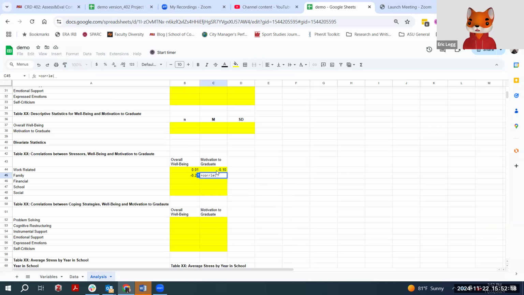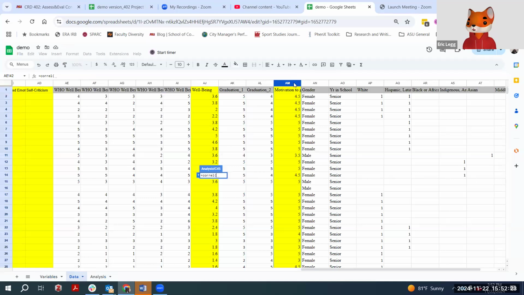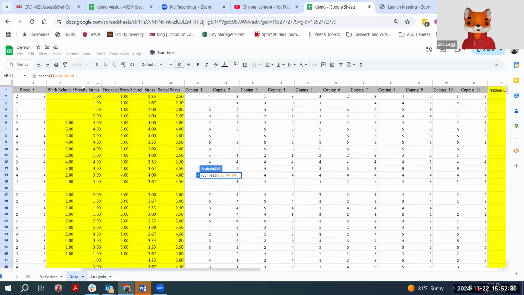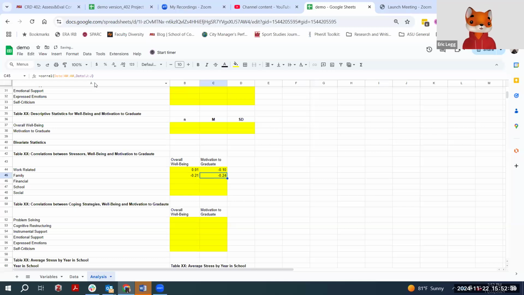Let's do family-related stress. Okay, and the order doesn't matter. I'll start with motivation to graduate, comma, family-related stress. I don't know why I keep putting my cursor in the wrong place. Negative 0.24, still technically weak, but even stronger. So early on, it seems like family-related stress has a stronger relationship to outcomes than work-related stress. It'll be interesting to see if that continues to play out.